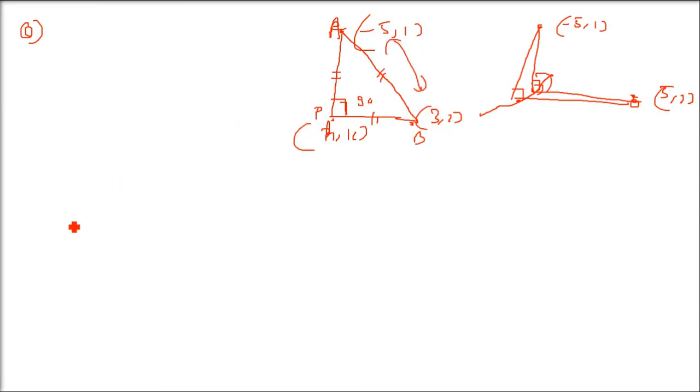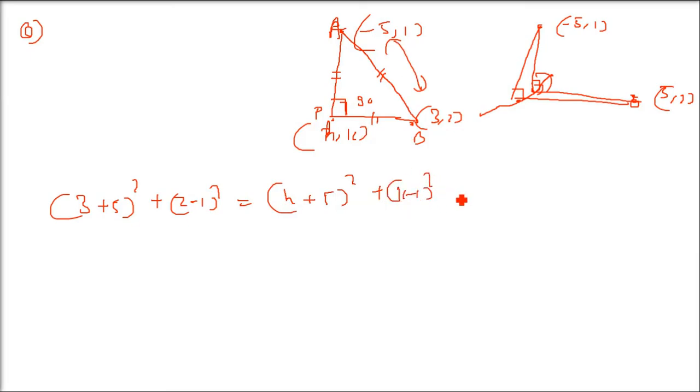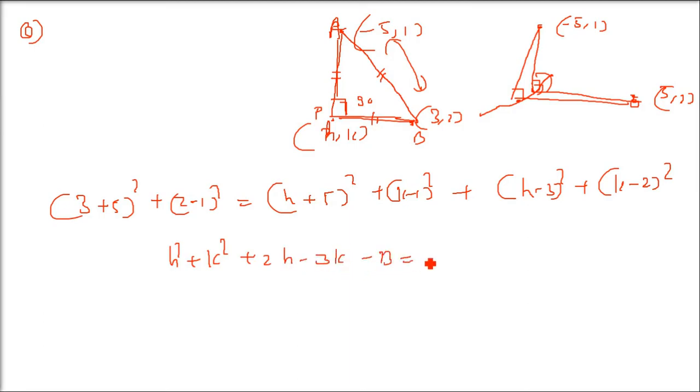So we are going to find the distances. The distance between the 2 points is (3 plus 5) whole square plus (2 minus 1) whole square, which equals the distance PA, (h plus 5) whole square plus (k minus 1) whole square, plus the distance PB, (h minus 3) whole square plus, using the distance formula, (k minus 2) whole square. So whenever we solve it, you are going to get h square plus k square plus 2h minus 3k minus 13 equals 0.